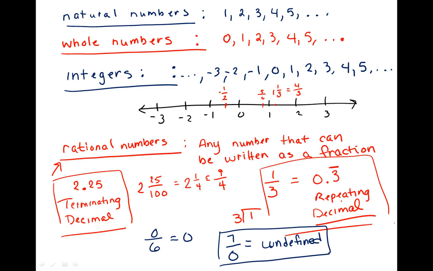All natural numbers and integers can be written as fractions. Therefore, they are considered to be rational. So, we have natural numbers, whole numbers, integers, rational numbers. The only thing we have missing from there is irrational numbers.